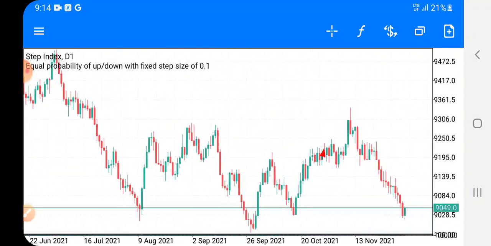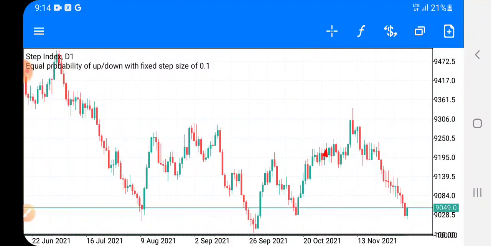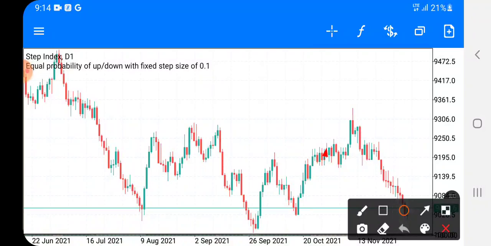Step index works well. Candlestick patterns work well on step index. We have some patterns like the double top and double bottom. They work well on step index, so if you trade that pattern, you should focus on it. You can see we have our double top right there. We have this again. It works well.